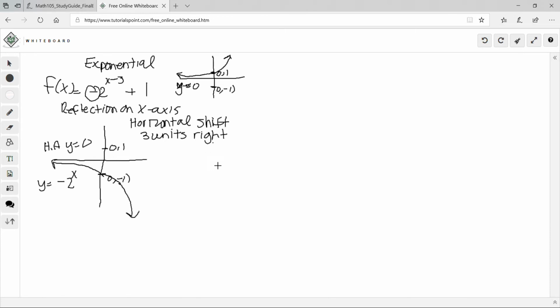So let's graph that part. It originally started at (0, -1), so we're going to move it 3 units to the right: 1, 2, 3. So our new point is going to be (3, -1). And it still has a horizontal asymptote of y equals 0.